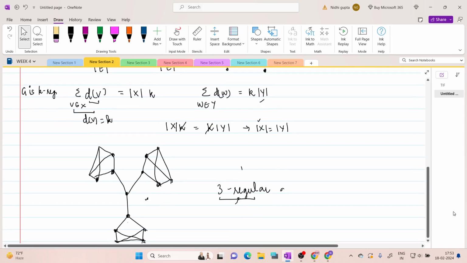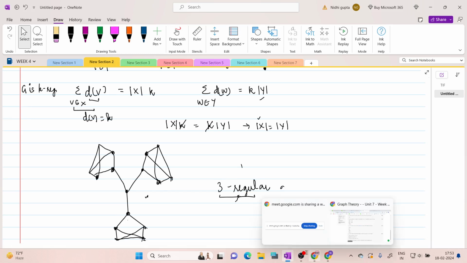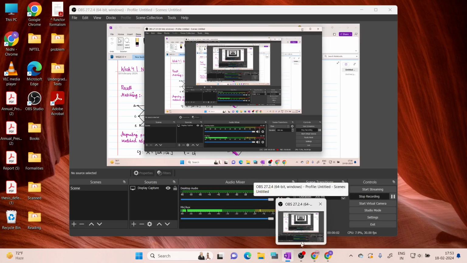What is the application of this Sylvester graph? Application, so it is just a construction.